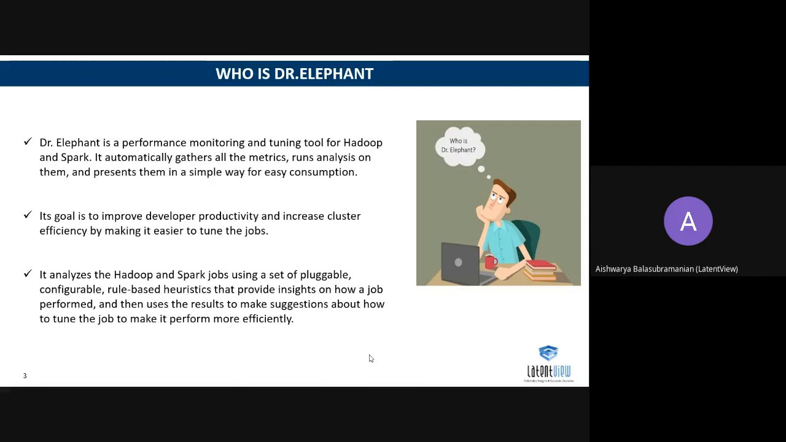So this is what Dr. Elephant basically does. It is a general overview, and later on we'll also explain the architecture, how it gathers the information from the Spark job or from the MapReduce job, what it does in the background, and how it is able to display all the metrics correctly. We will explain all those things in the later part of this slide.